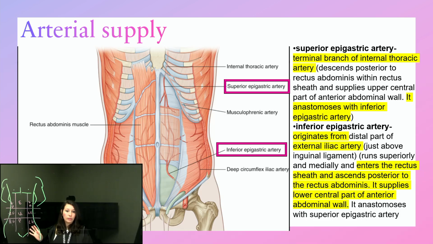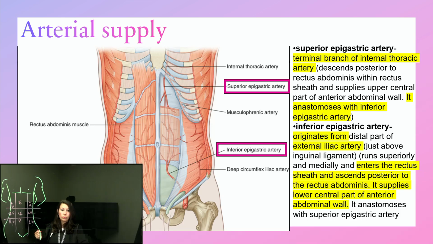So it's a super important artery right here, and it anastomoses eventually with your inferior epigastric artery. You can see the inferior epigastric artery right here. This one originates from the distal part of the external iliac artery, just above the inguinal ligament. It runs superiorly and medially, enters the rectus sheath, and ascends posterior to the rectus abdominis.